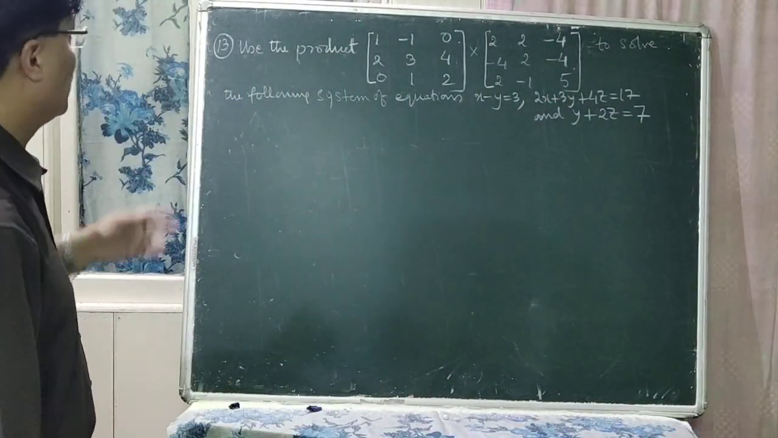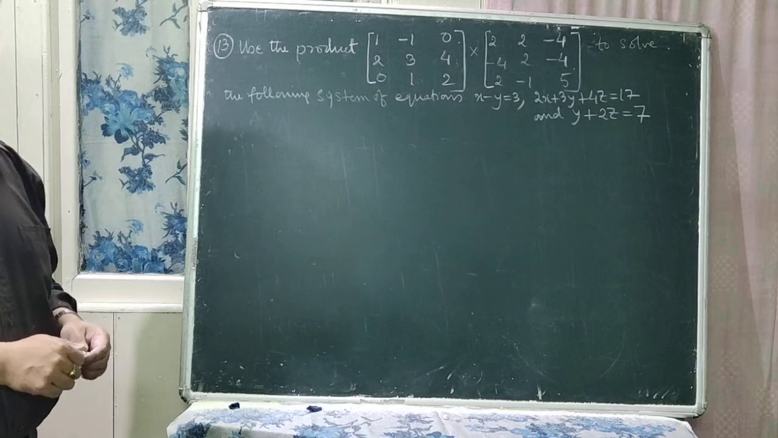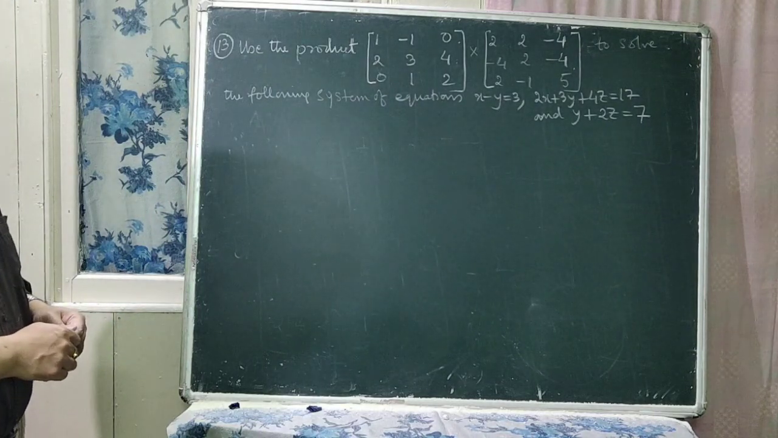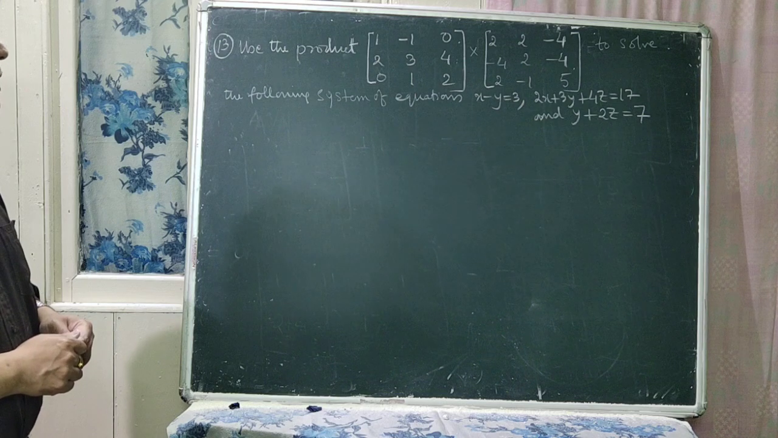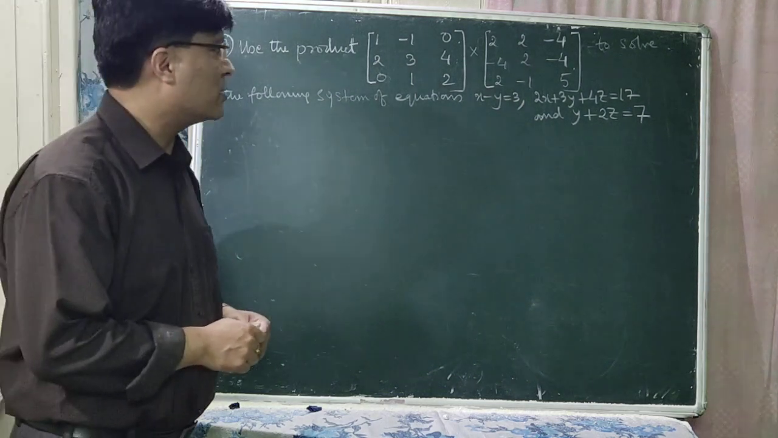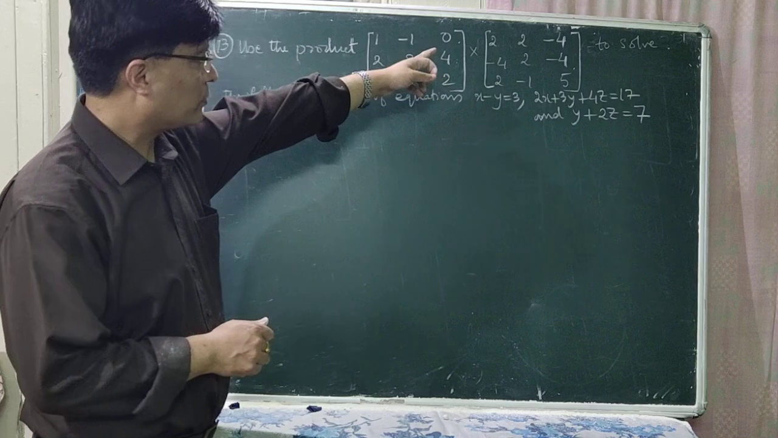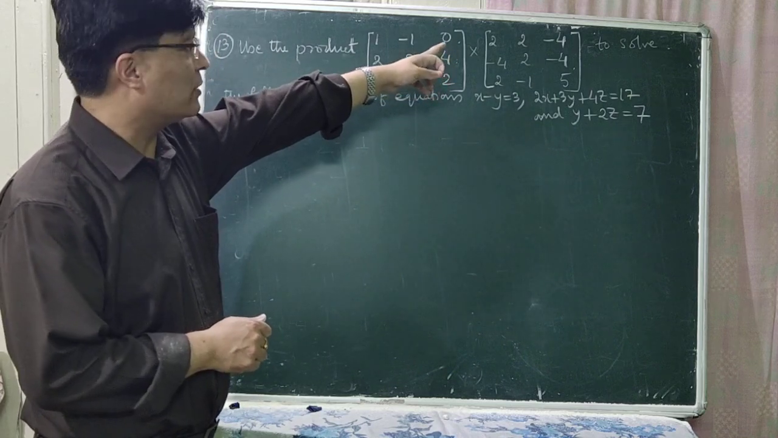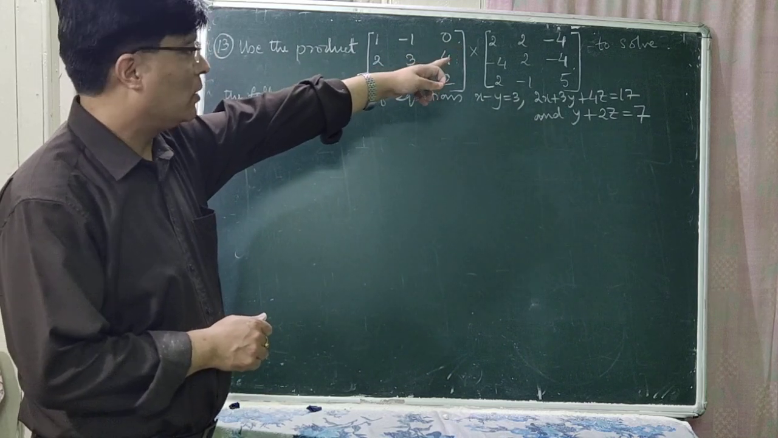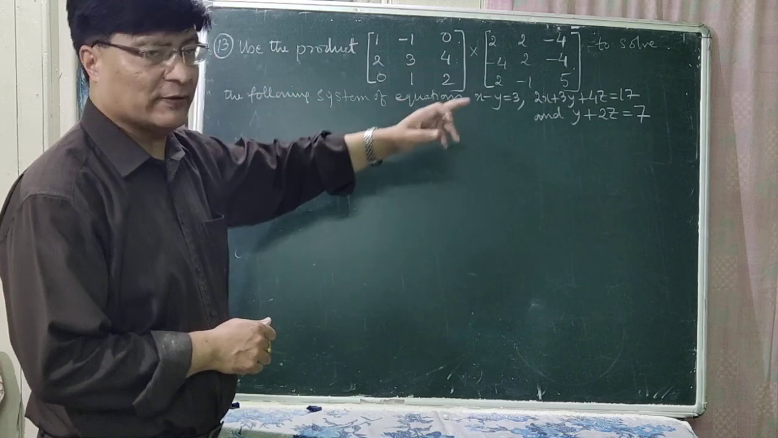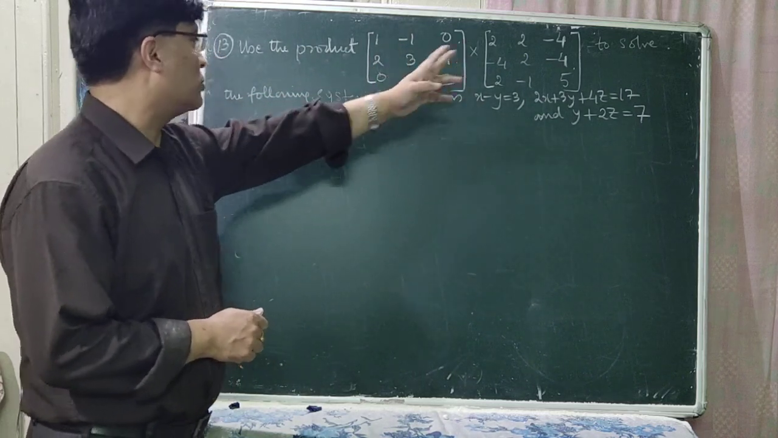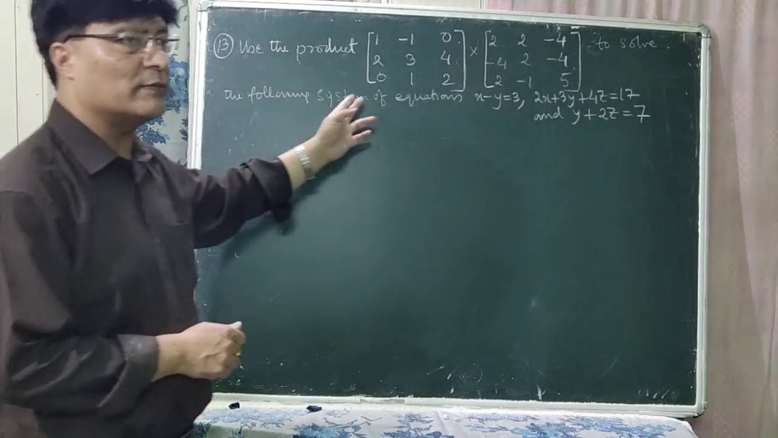So now we'll do the next problem, that is question number 13. Use the product of the matrices [1, -1, 0; 2, 3, 4; 0, 1, 2] cross [2, 2, -4; -4, 2, -4; 2, -1, 5]. Again the second order matrix is given. So use this product to solve the following system of equations.